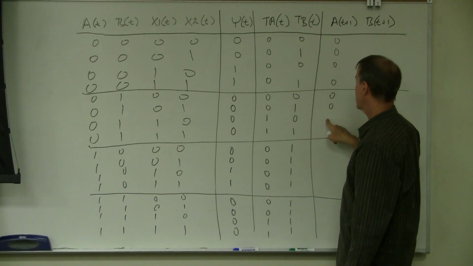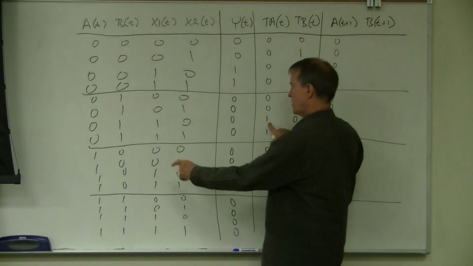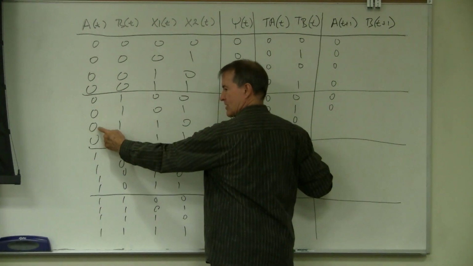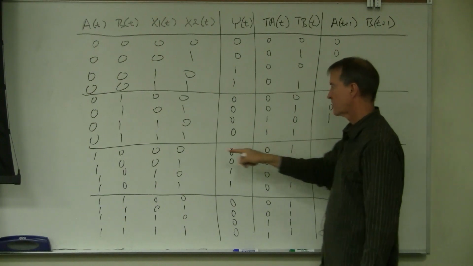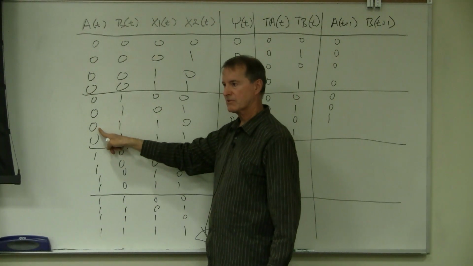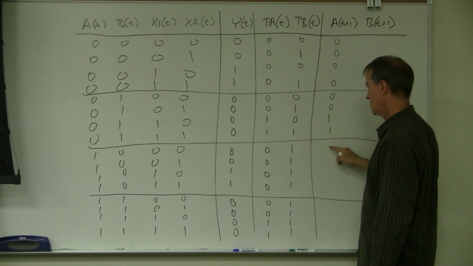Now, this is an interesting one. Why is this one 1? Because it's going to toggle. This state is 0, and it's going to toggle to 1. So this state changes. And now this one? 1.